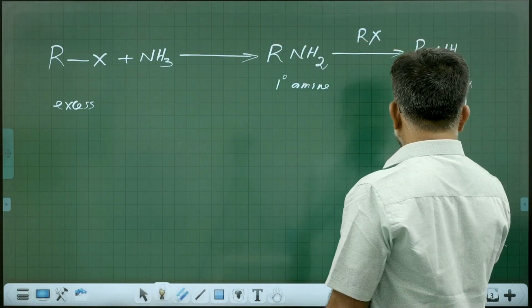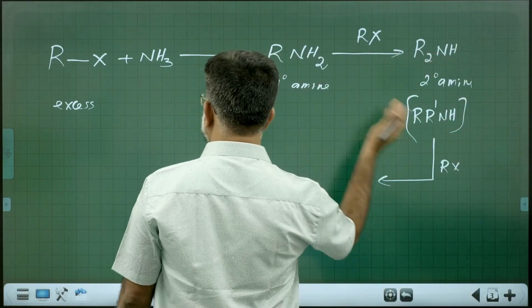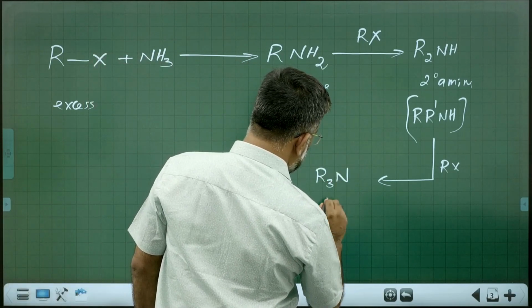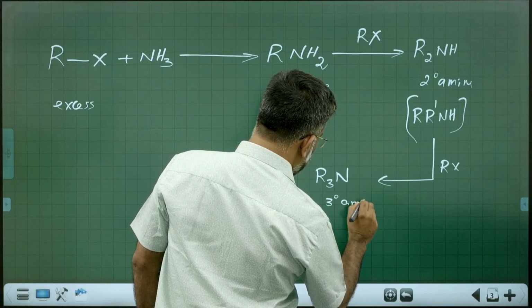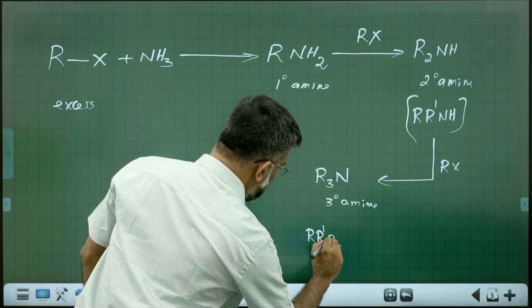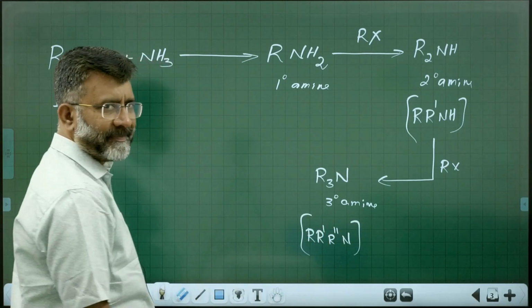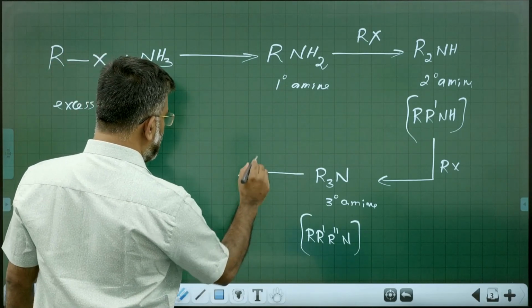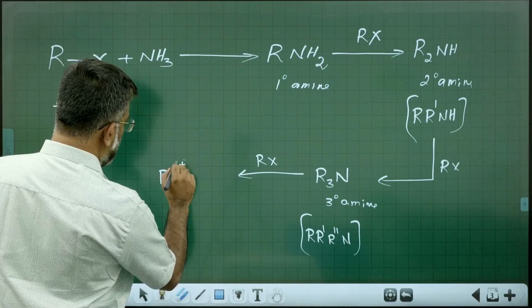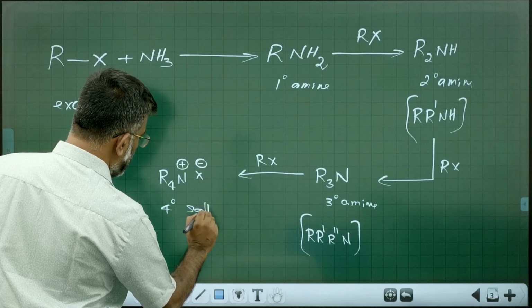And now it can again continue. It can again continue reaction once again. As we are taking RX in excess, you can get R3N, a tertiary amine. Suppose it is different alkyl groups, it can be R-R'-R''N, a tertiary amine. And even it can give quaternary ammonium salt. You can get R4N+ X-. That is a quaternary ammonium salt.